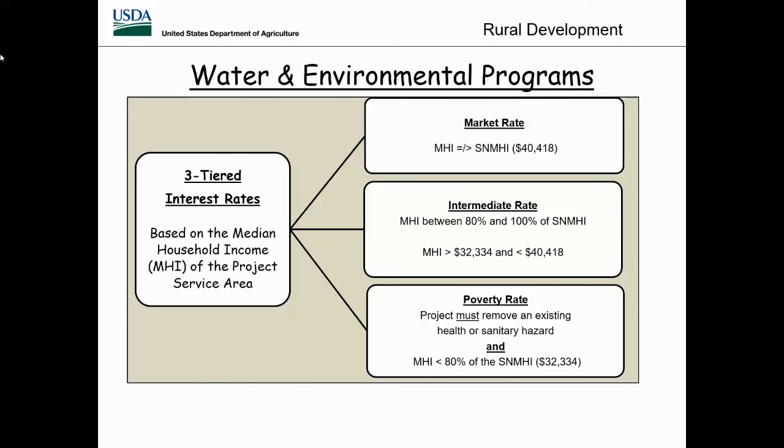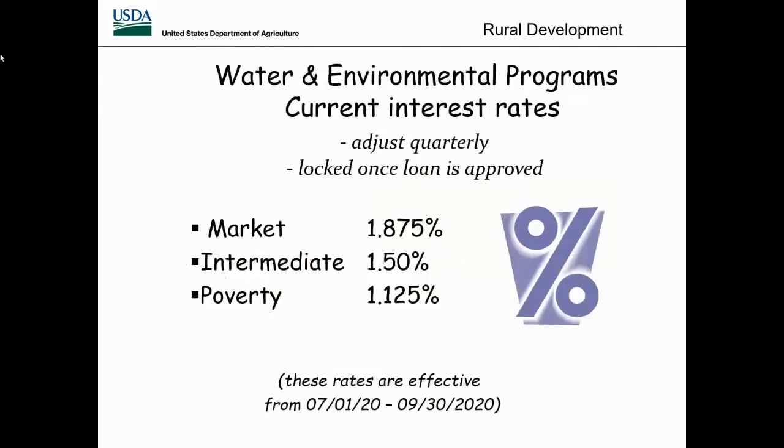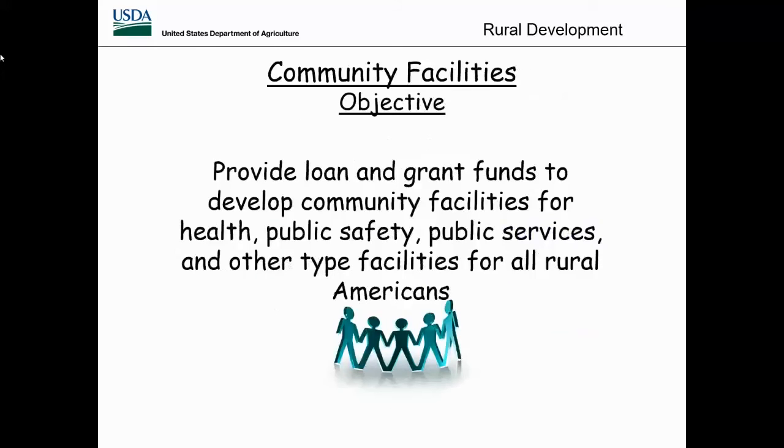Now you say, what is the market and intermediate and poverty rate? I can tell you that effective today, our market rate is 1.875%, our intermediate's 1.5%, and the poverty rate's 1.125%. And again, those rates are effective for this last quarter of our fiscal year, which runs from July 1st to September 30th. That is our water and waste program.